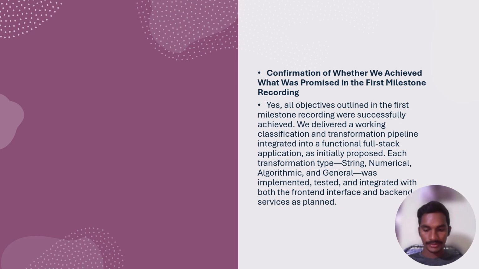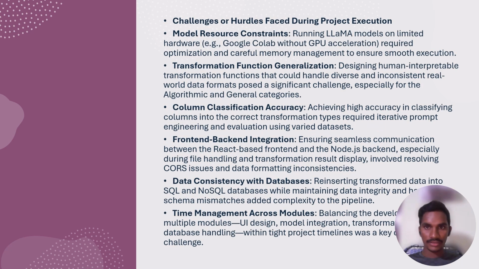Next thing, challenges or hurdles faced during the project execution. Model resource constraints: running the Llama model on limited hardware. We used Google Colab for running the Llama model with GPU, as in our systems locally we can't run it. Then transformation function generalization: sometimes the model cannot give the accurate function that we intend, so sometimes some errors may occur. Next, column classification accuracy. The classification accuracy sometimes varies. Sometimes a string may be classified as general and sometimes general will be classified as a string.